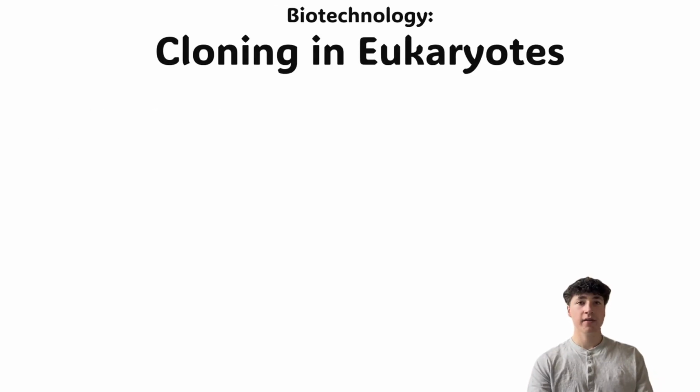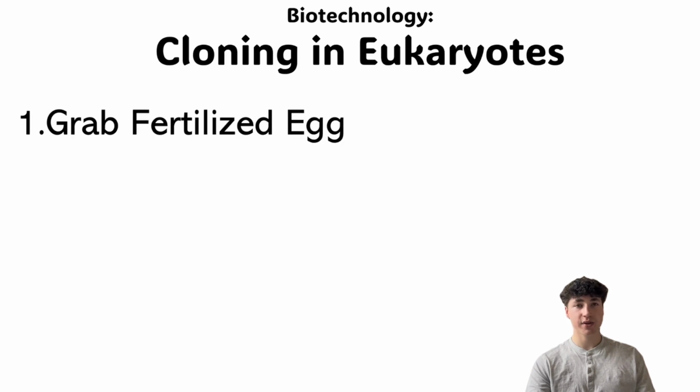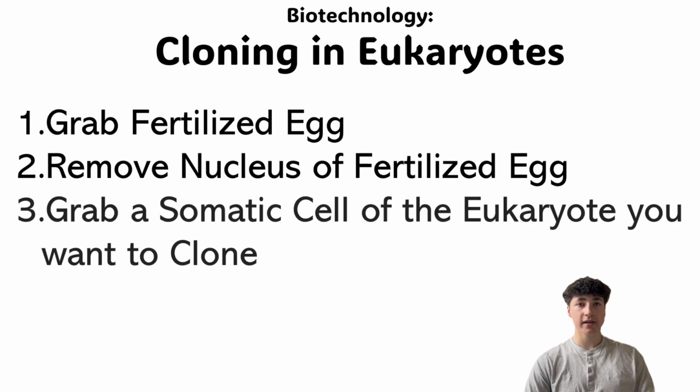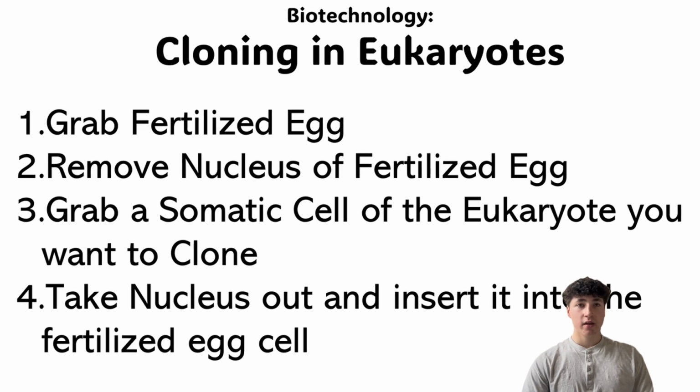In eukaryotes, the cloning process has to begin by grabbing a fertilized egg, which is the first stage in the embryo process, and removing the nucleus of that fertilized egg. By removing the nucleus, you can get rid of all the existing DNA. To clone a eukaryote, you must grab a somatic cell of the eukaryote you want to clone, take the nucleus out, and insert it into the fertilized egg that I just referred to with no nucleus. This will allow the cell to multiply in mitosis, but with the existing DNA of the organism you want to clone.